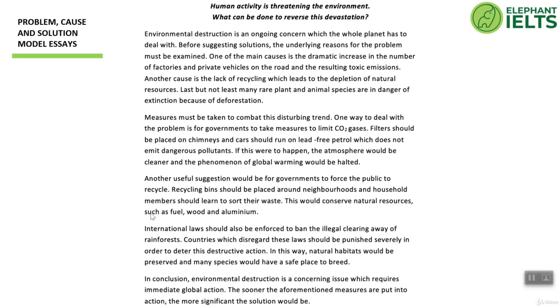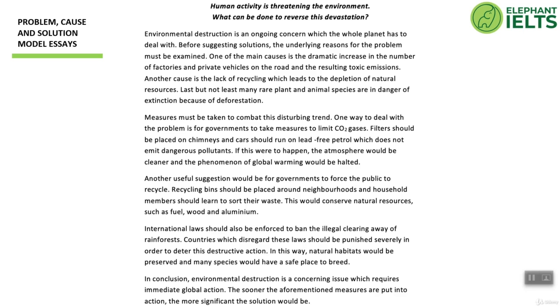We introduce the main body with "measures must be taken to combat this disturbing trend." And then we begin with our first topic sentence, which solves the first cause, which was the increase in the number of factories and private vehicles on the road and all these toxic emissions. So here's our topic sentence. One way to deal with the problem is for governments to take measures to limit CO2 gases. So that's our first solution.